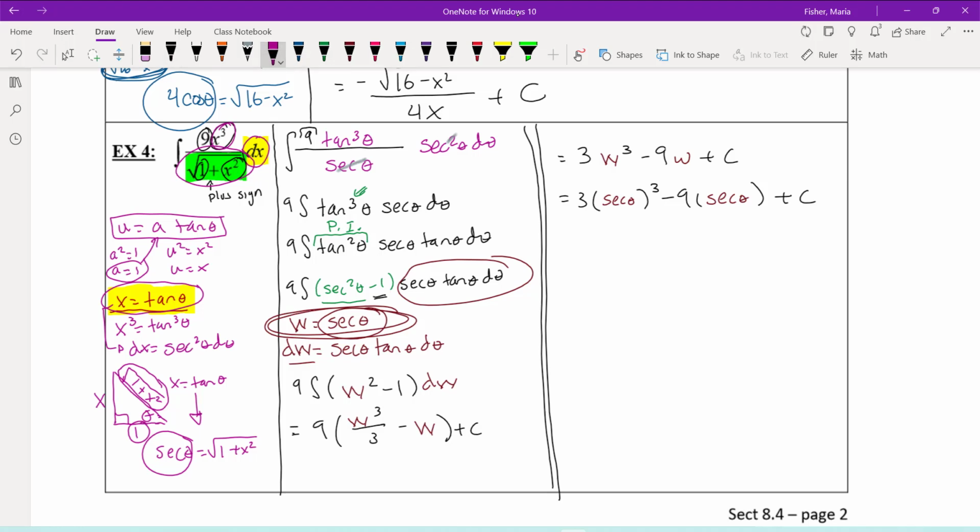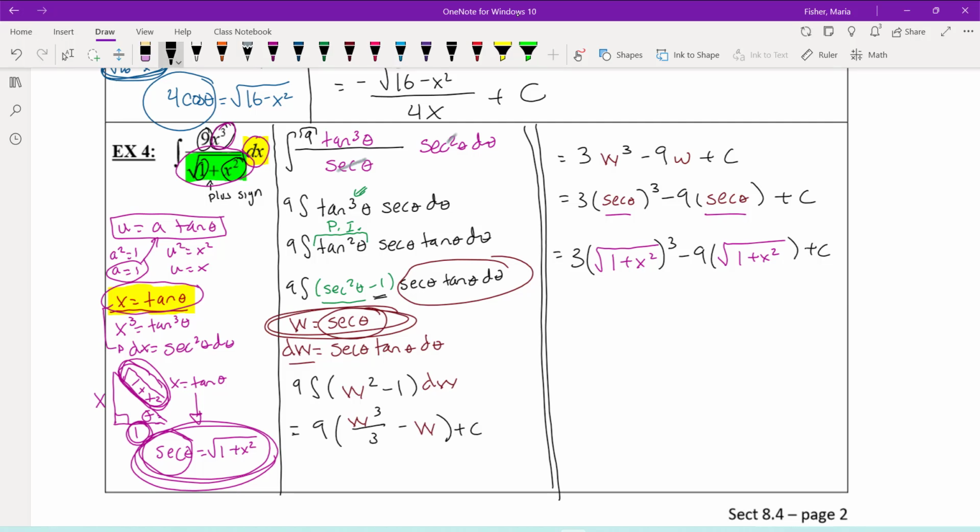Well, what is the secant of theta equal to? Go back to your triangle. Well, the secant of theta, we actually found it over here, was going to be hypotenuse over adjacent. So we can rewrite this as 3 times, and instead of the secant of theta, I write that square root of 1 plus x squared. That gets cubed minus 9 times, again, that square root of 1 plus x squared plus c. Now you can leave your answer like that, but the textbook will rewrite this as, instead of the square root cubed, 1 plus x squared to the 3/2 power. Either answer is correct.